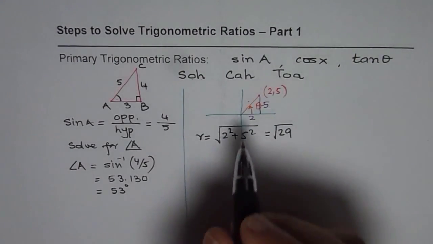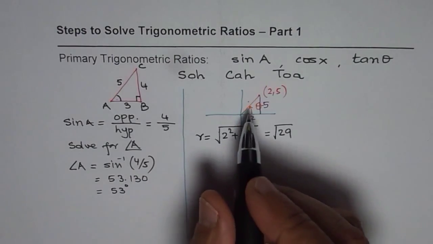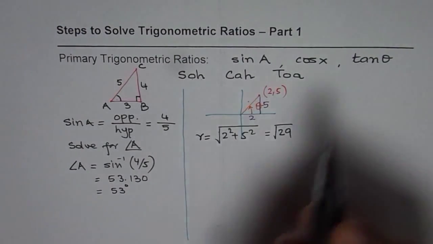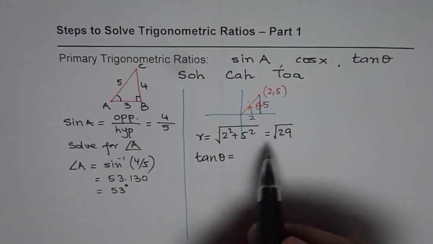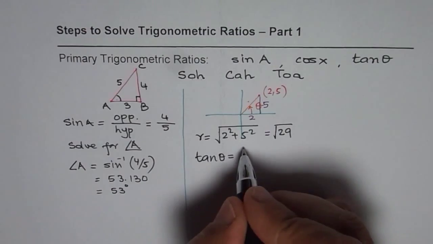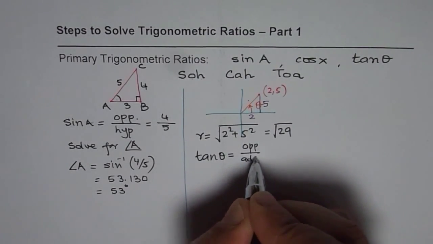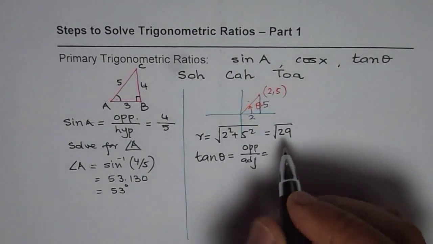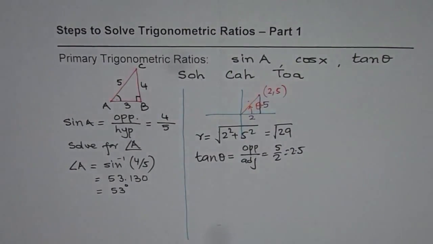So now, for this particular triangle, one of the trigonometric ratios, I will use tan theta this time. Tan theta is equal to what? Tan theta is opposite over adjacent side, right? Opposite is 5 and adjacent is 2. So we get 5 over 2, which is 2.5. Well, we can find other trigonometric ratios also.